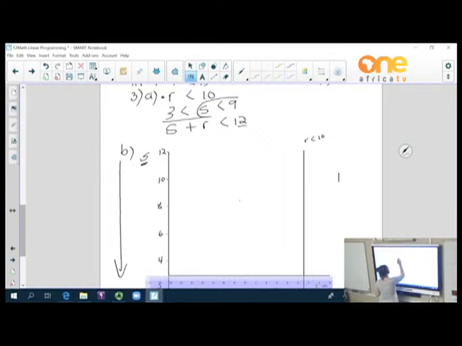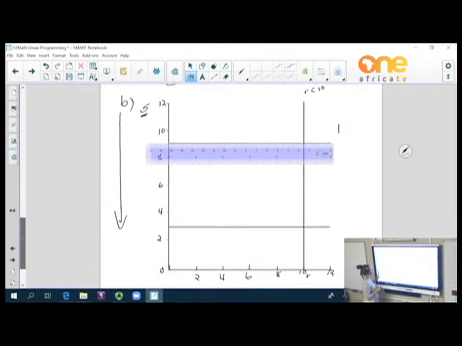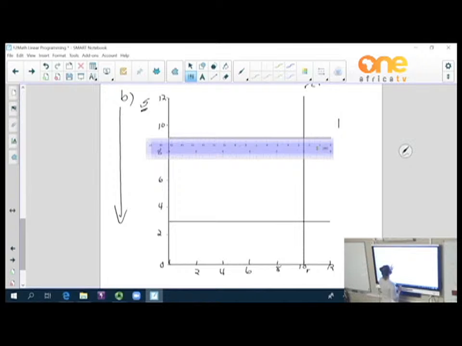Then we need to draw this part. It will be less than 9, so we need to find 9. There we have about 9, so we will draw our line. And then the last one, S plus R will be less than 12. So we cannot go more than 12.